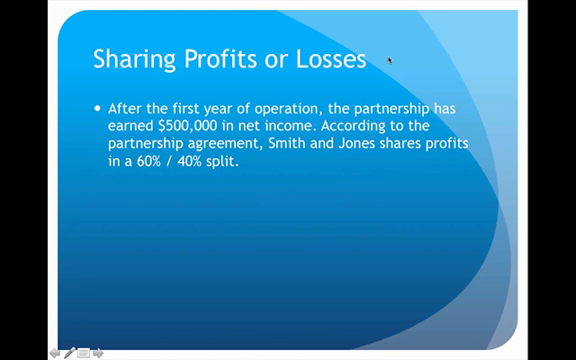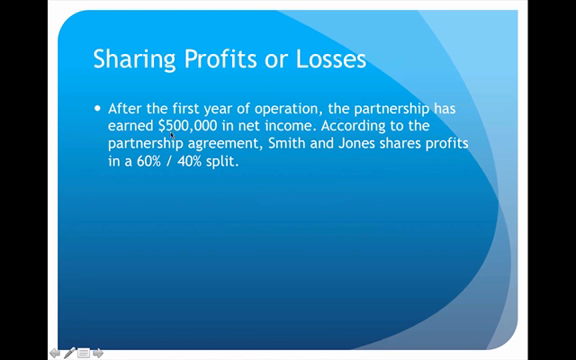Now remember, we talked about the partnership agreement. That partnership agreement is going to specify how these partners have decided to split the money. So according to the terms of the agreement, they've decided on a 60-40 split. 60% to Smith, 40% to Jones. And once they agree on that and sign that agreement, that is a legally binding contract. That's the way we will always, until we get further notice, divide profit.